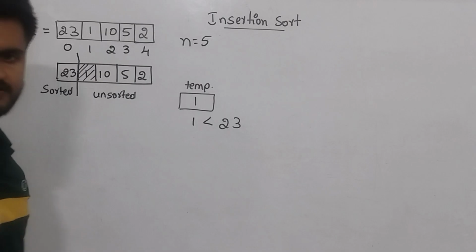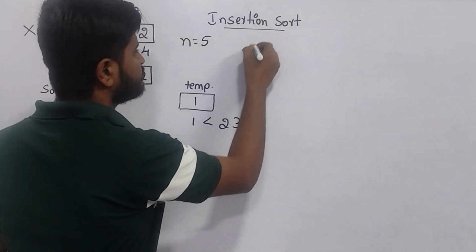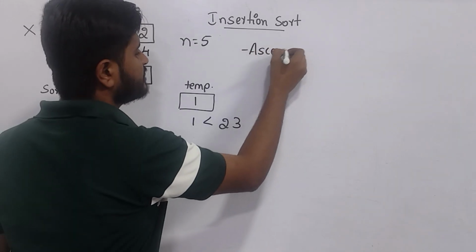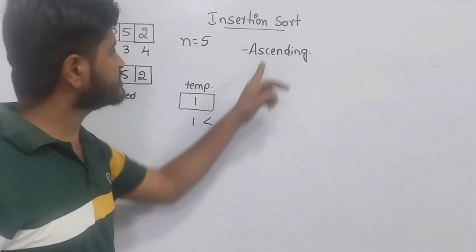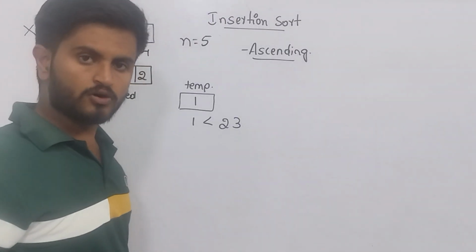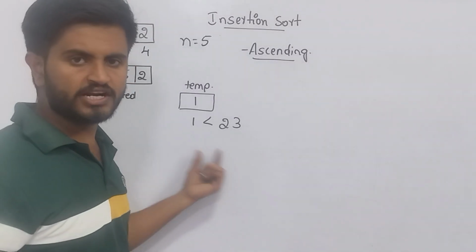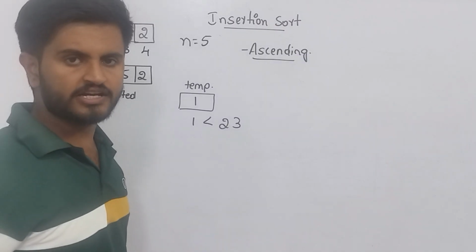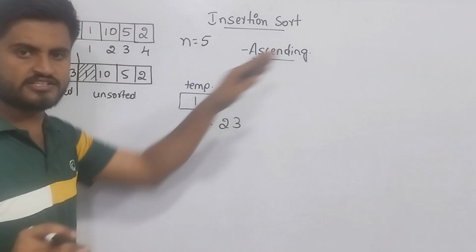So you can solve the insertion sort problem in ascending order or descending order. In most exams they will ask to solve in ascending order itself. If they don't say, you must solve in ascending order only. Ascending means increasing order. So you only think who must come first, 1 and 23. Among 1 and 23, to solve it in ascending order, who must come first? 1 must come first, next to 23, increasing order.